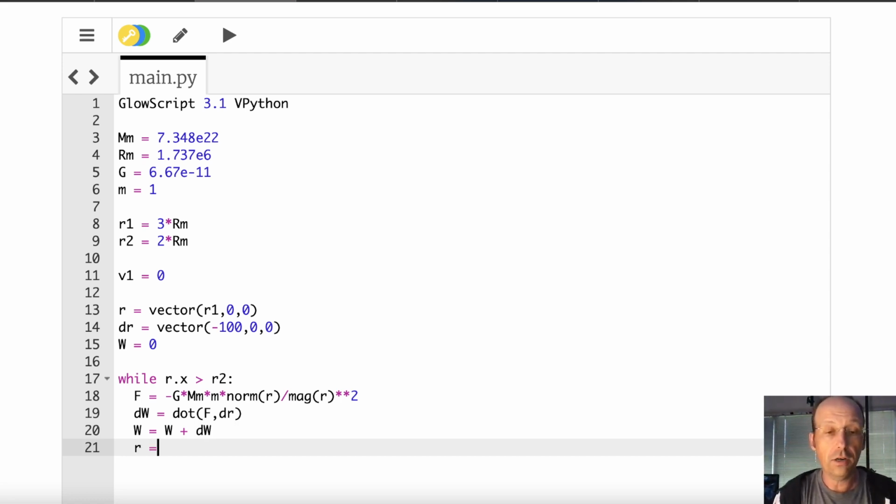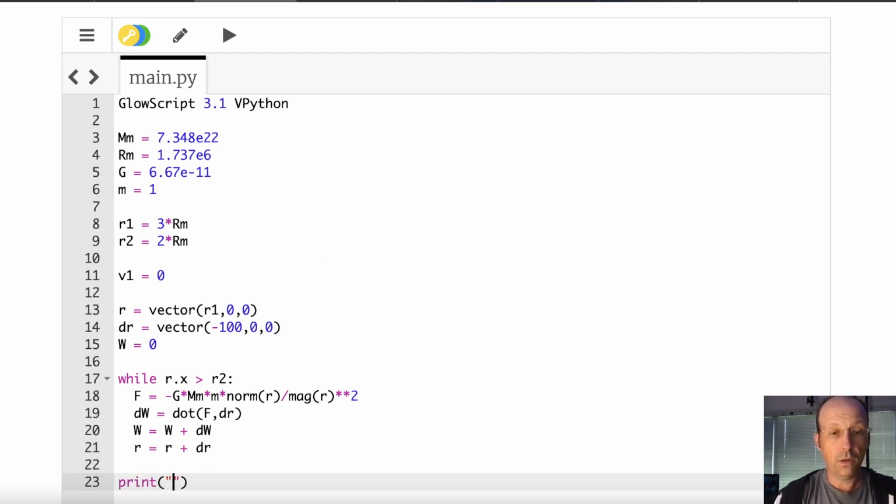Okay, now I need to move my rock. So I'm going to say r equals r plus dr. Now, it's plus, right, because dr has a negative x value. So that will move it closer and closer to the moon. I think that should be it. That will give the total work. So let's just print that.